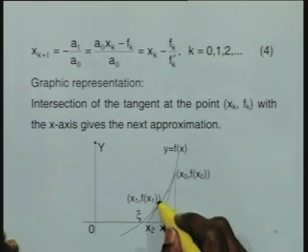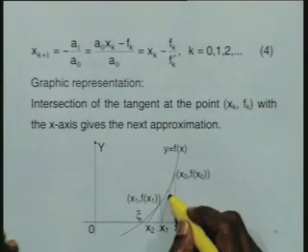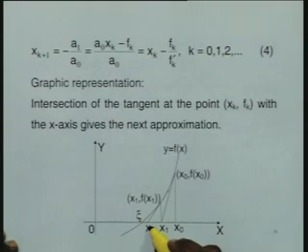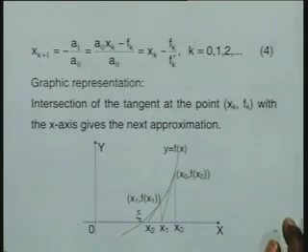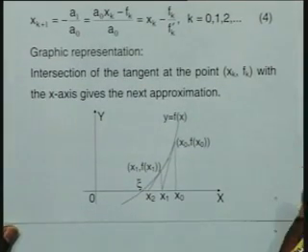Now I take the point on the curve x 1, f x 1, and draw again the tangent at this point. This tangent cuts the axis at x 2, my next approximation. So I continue on and approach the root xi. This is the graphical representation of the Newton-Raphson method. You can see of course that the root is converging from one side, but it has better properties. Let us see what these better properties are.